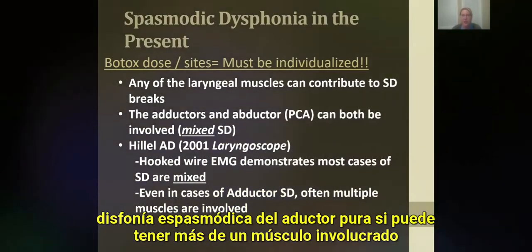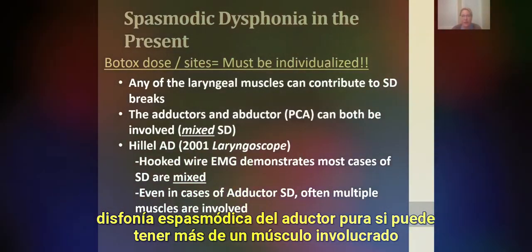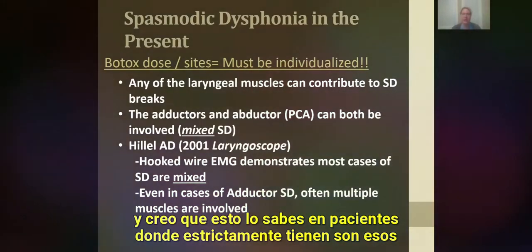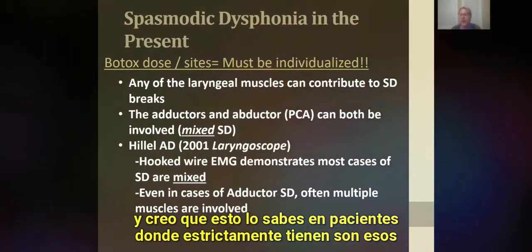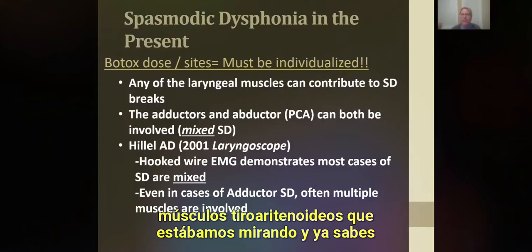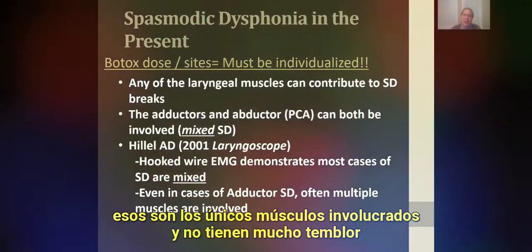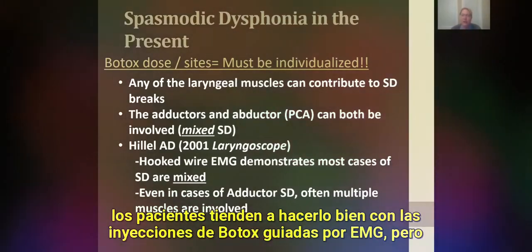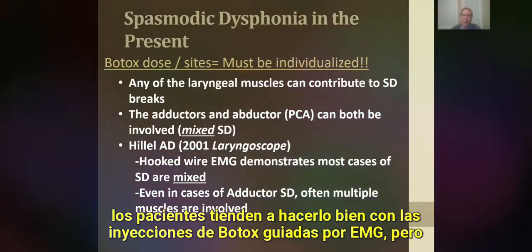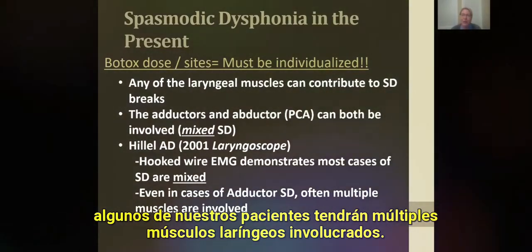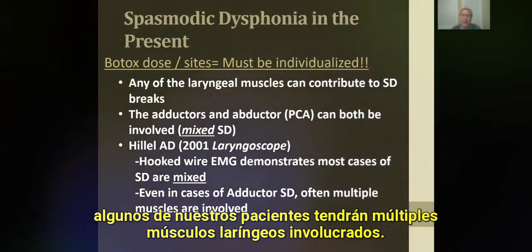The other challenge, though, even with pure adductor spasmodic dysphonia, is you can have more than one muscle involved. And I think in patients where they strictly have those thyroarytenoid muscles that we were looking at, if those are the only muscles involved and they don't have much tremor, those patients tend to do beautifully with EMG-guided Botox injections. But some of our patients will have multiple laryngeal muscles involved.